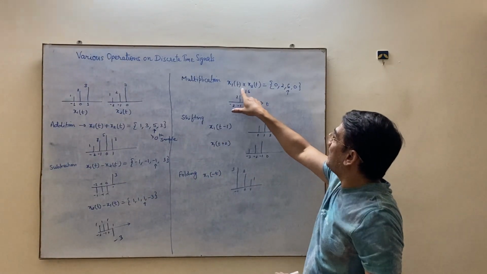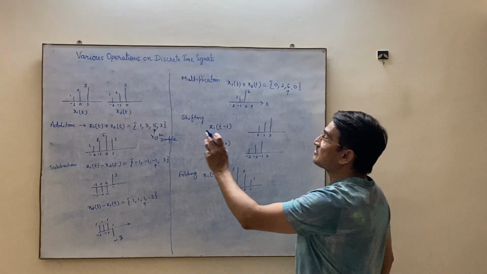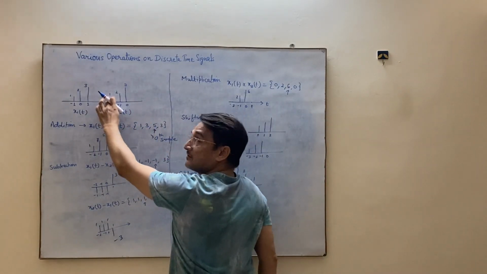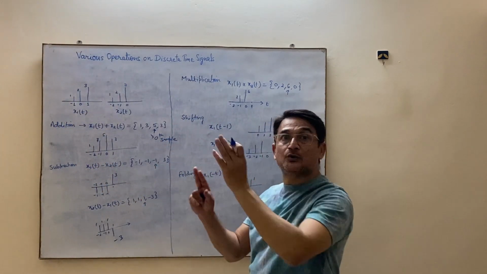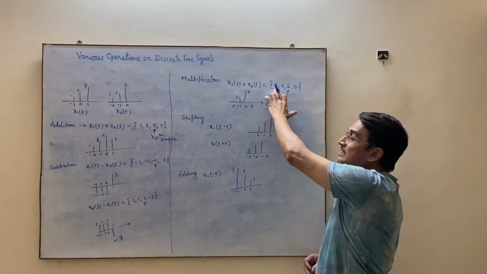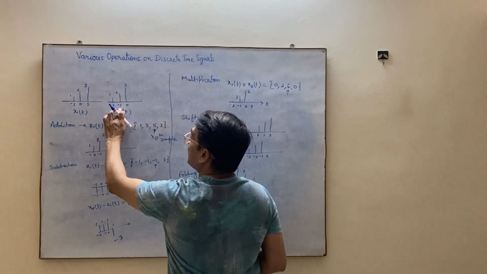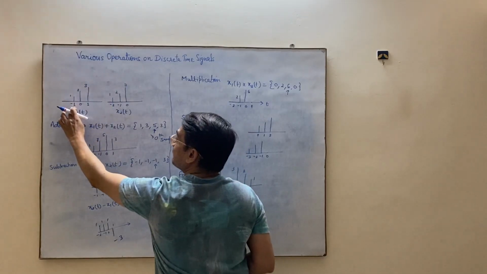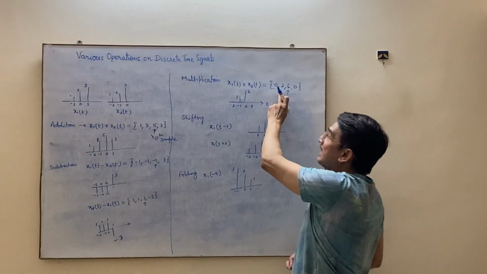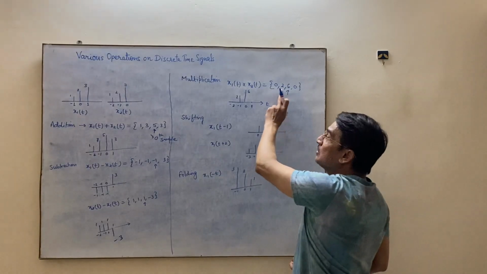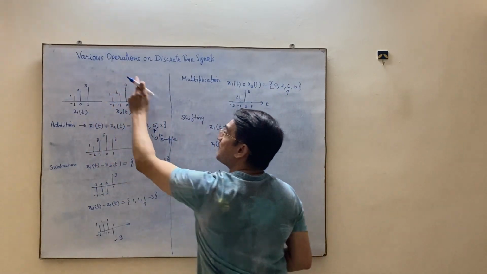So x1(t) into x2(t). Corresponding samples will be multiplied. At t equal to -2, one sample is 1 and the other is 0. So 1 into 0 is 0. So at t equal to -2, the value is 0. Then at t equal to -1, one sample is 2 and the other is 1. So 2 into 1 is 2. So at t equal to -1, the value is 2. Then at t equal to 0, one sample is 2 and the other is 3.